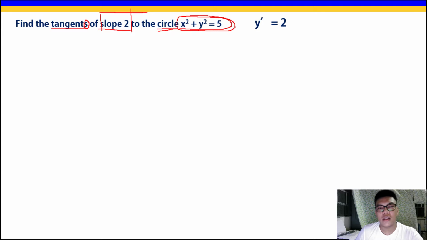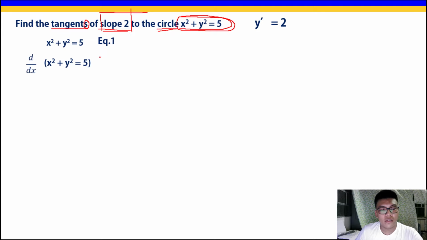Ano ngayon ang mawawala natin para makakuha ng tangent line? So, wala tayo ng point. Okay? Meron tayong slope, wala tayong point. So, point yung hinahanap ngayon. Okay, first thing to do, get the first derivative. Okay, so we have equation 1, yung ating x squared plus y squared is equal to 5. That is the equation of the circle.